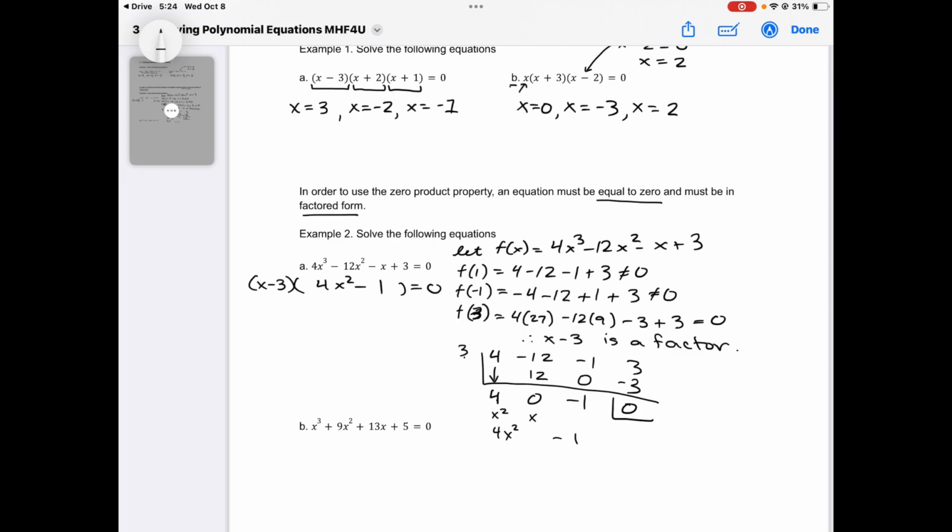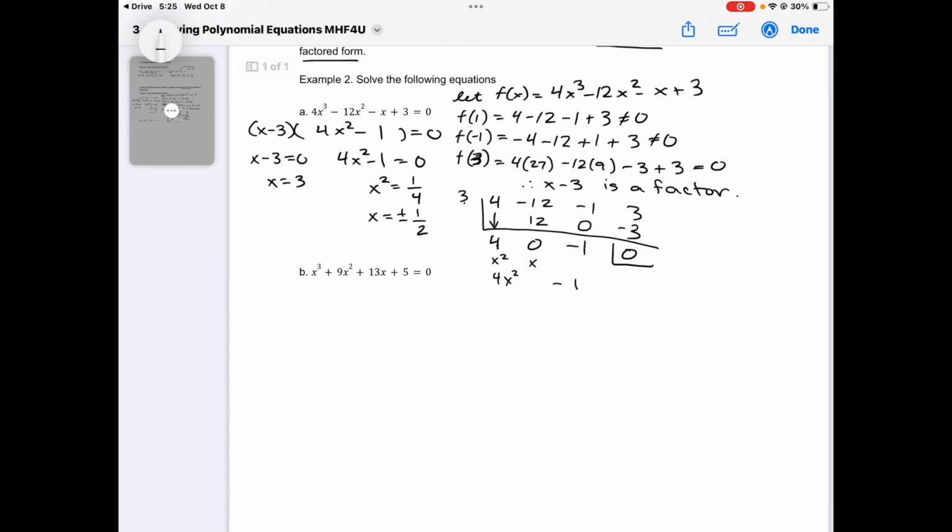This is the same thing we did with polynomial functions, except now the right-hand side is equal to 0. So now my two equations, I can say that x minus 3 is equal to 0, or I can say that 4x squared minus 1 is equal to 0. So this first one gives me x could equal 3. The second one gives me that x squared is equal to a quarter, which means that x is also equal to plus or minus 1/2.